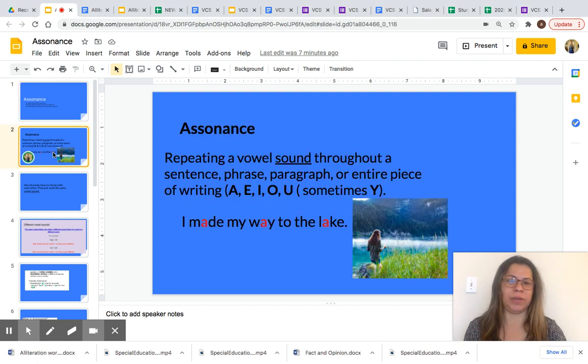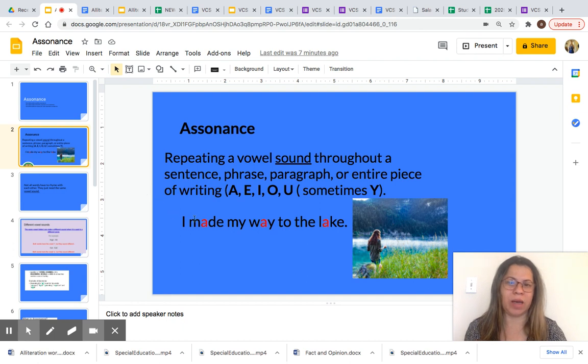You might be wondering, what is assonance? Assonance is the repetition of a vowel sound throughout a sentence, phrase, paragraph, or entire piece of writing. And the vowels are, as you know, A, E, I, O, U, and sometimes Y.